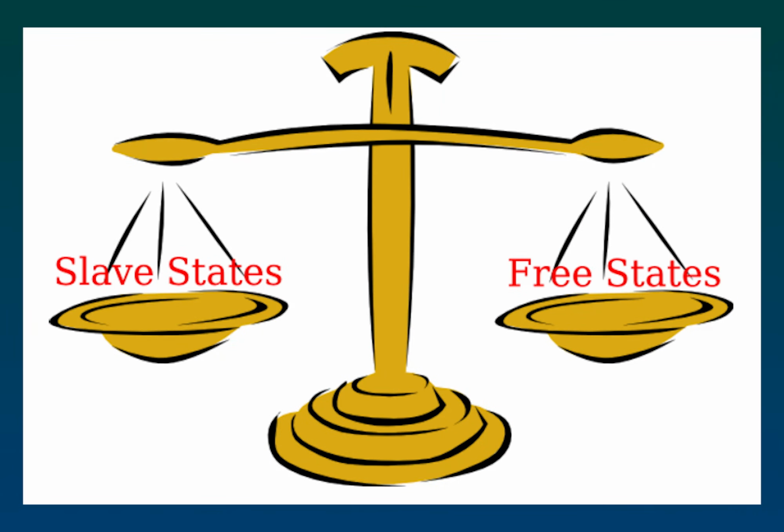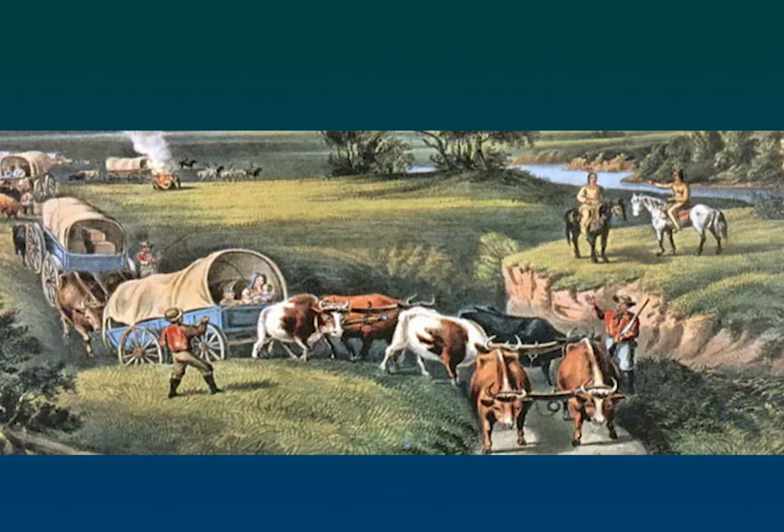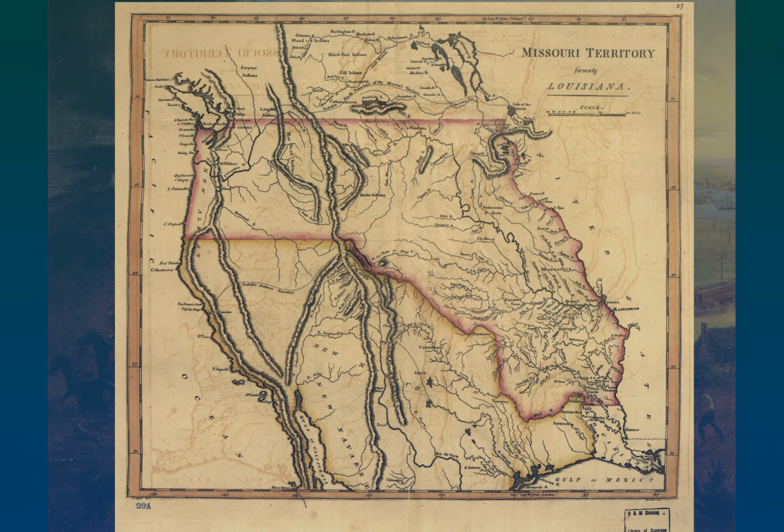The legislators intended for the compromise to keep the number of slave and free states equal as the Union expanded westward. After the War of 1812, the Louisiana Territory's population surged, especially in the area that would become the Missouri Territory in 1816, and then in 1817, the territory petitioned for statehood.